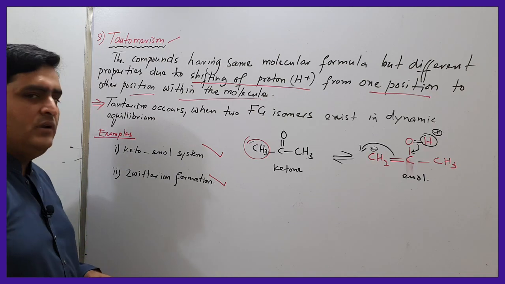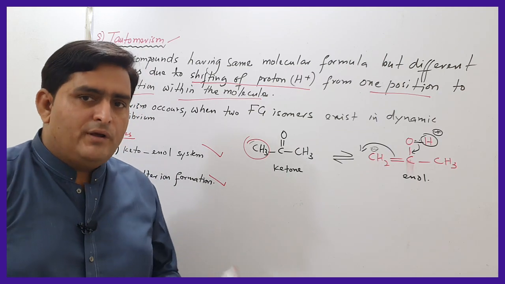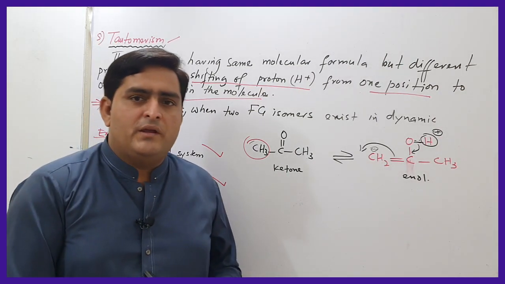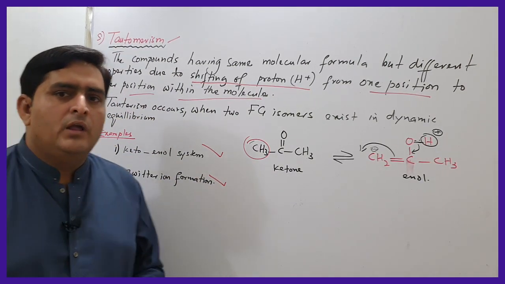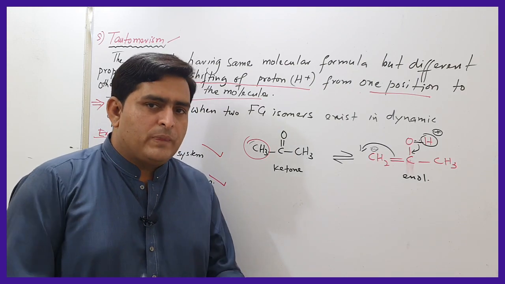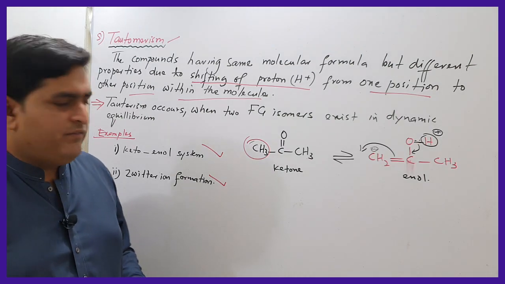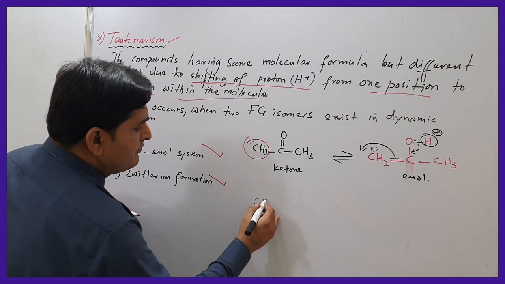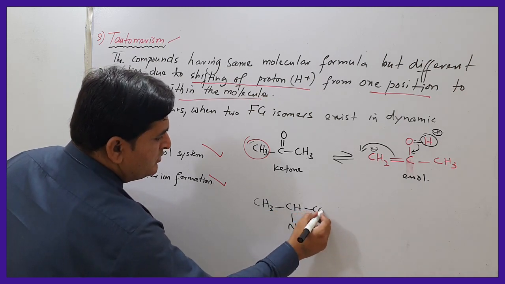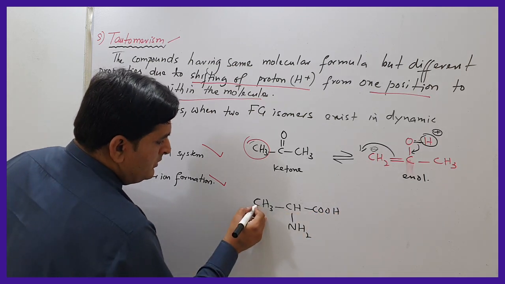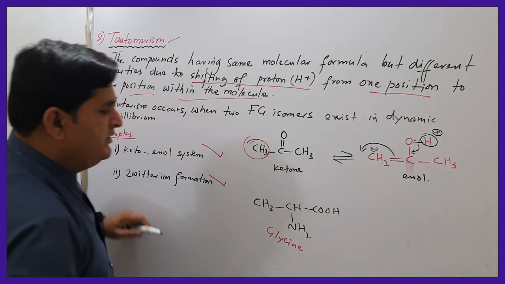So, zwitterion formation. We know that there are 20 amino acids in living organisms, in humans, which make more than 10,000 proteins. There are many other types of amino acids, but we are talking about those amino acids of which proteins are made. All 20 amino acids exist in zwitterion formation. Say we have glycine, CH2 NH2 COOH. This is the simplest amino acid, named glycine.